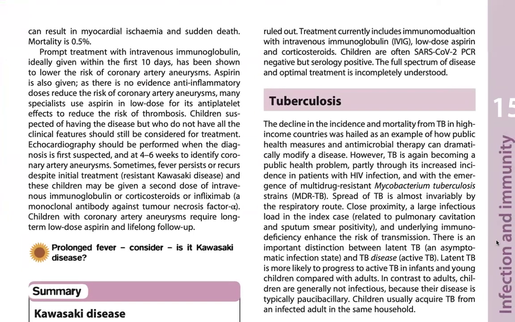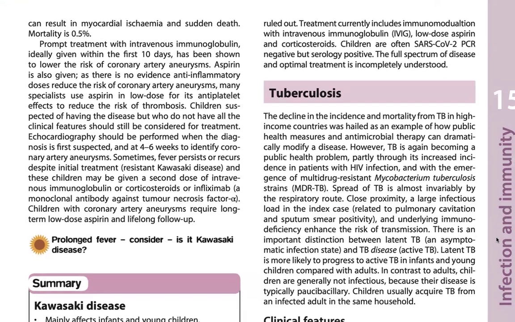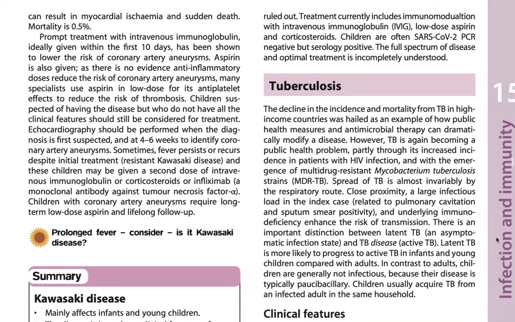Prompt treatment with IV immunoglobulin, given within the first 10 days, has been shown to lower the risk of coronary artery aneurysms. Aspirin is also given, although there is no evidence that anti-inflammatory doses reduce the risk of coronary artery aneurysm. Many specialists use low-dose aspirin for its anti-platelet effect to reduce the risk of thrombosis.